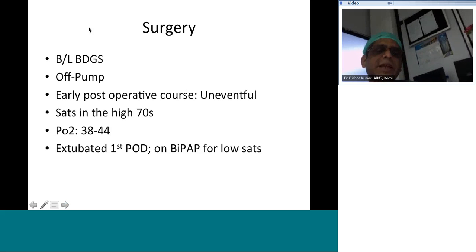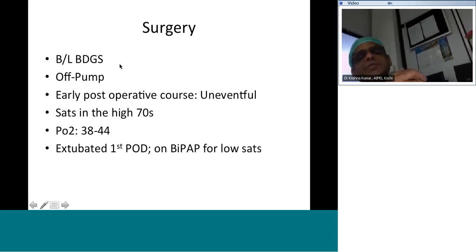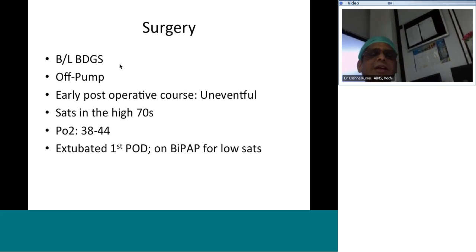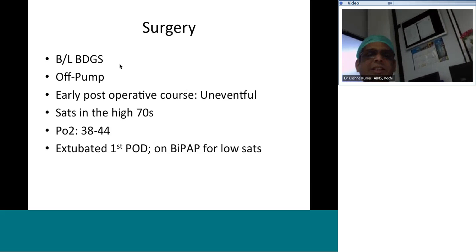And we have now a surgeon who seems to want to do it off pump. Of course, the fact that this patient had bilateral SVC was very helpful in doing an off pump Glenn, and the patient did well initially, uneventful. SATs were not great, high 70s, PO2s between 38 and 44. He was extubated on the first post-op day and put on BiPAP for low SATs. So that was a bit of a warning bell.